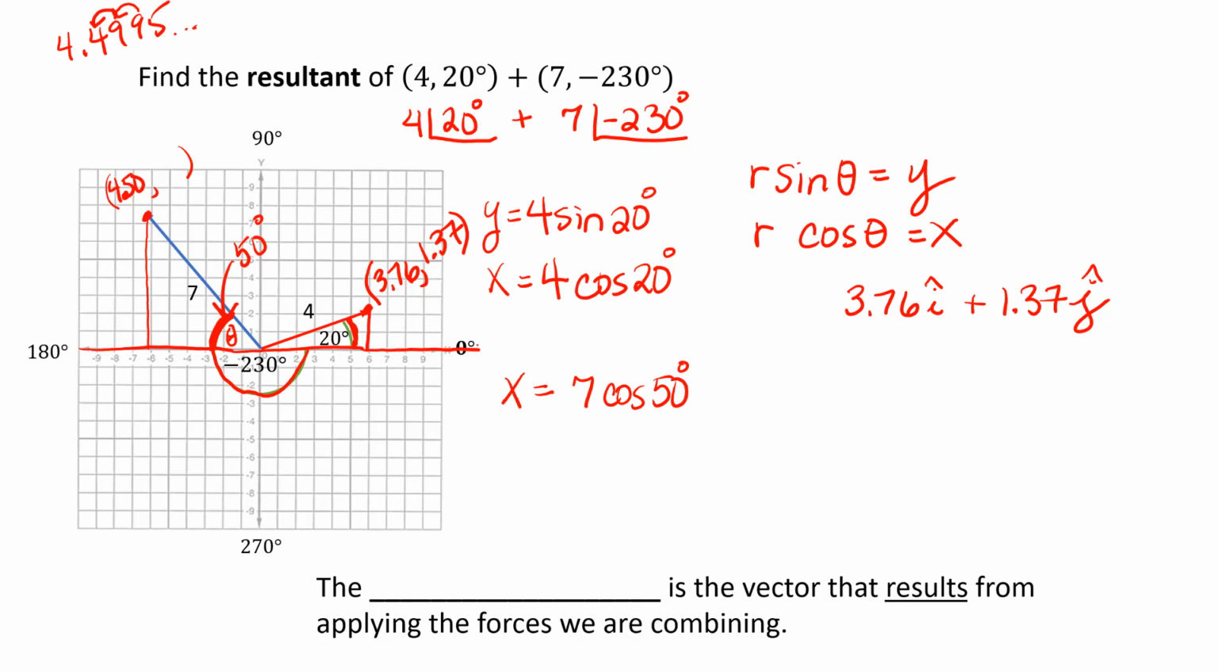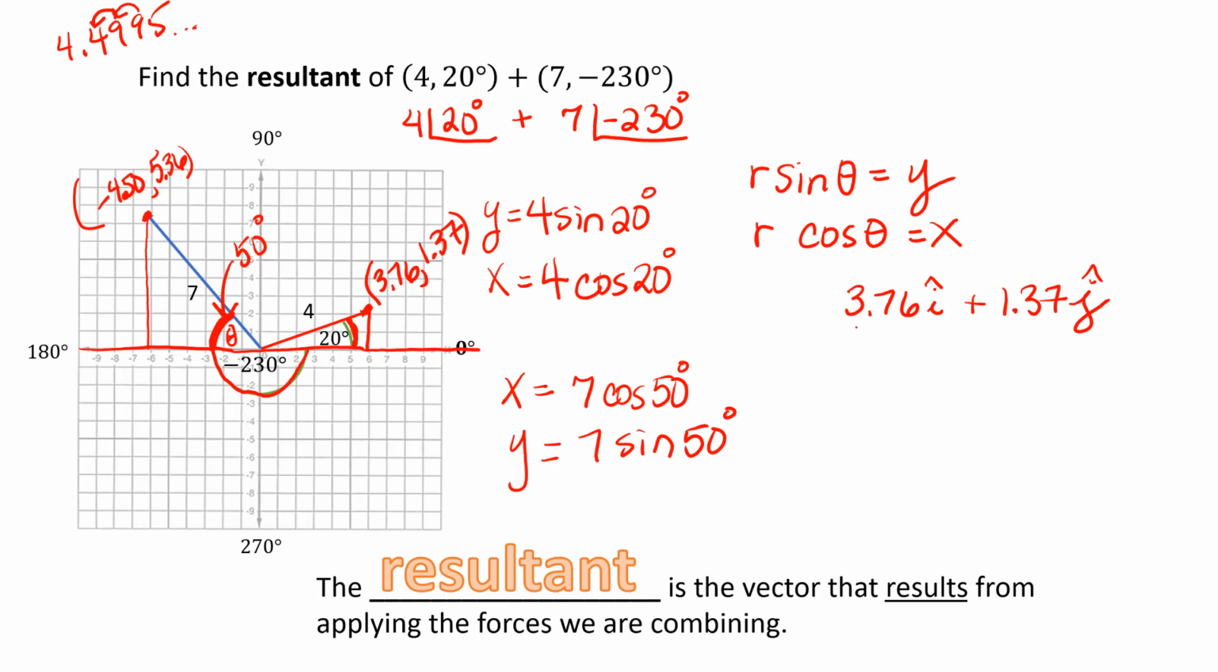All right, so let's look for the y. Y is 7 sine 50. And we'll punch that in. 7 times sine 50 is about 5.36. Now, what quadrant are we in? We're in the second quadrant. So x is negative. So we need to put a negative sign in front of the x coordinate. All right, so we have our 2 points, negative 4.50, 5.36, and 3.76, 1.37.